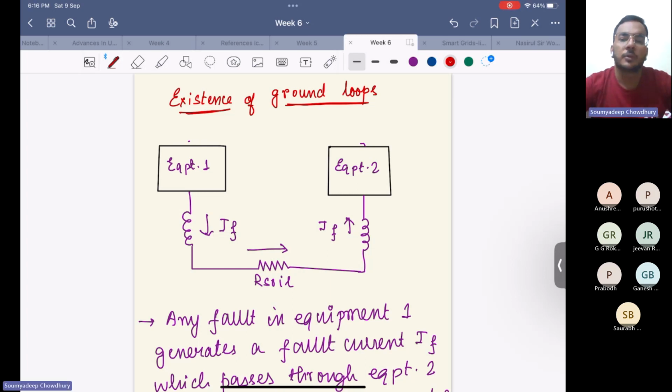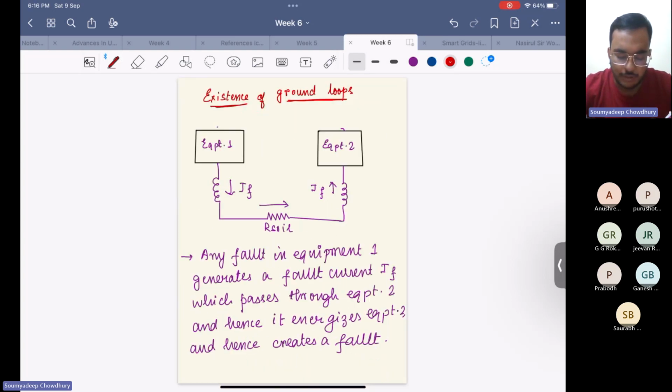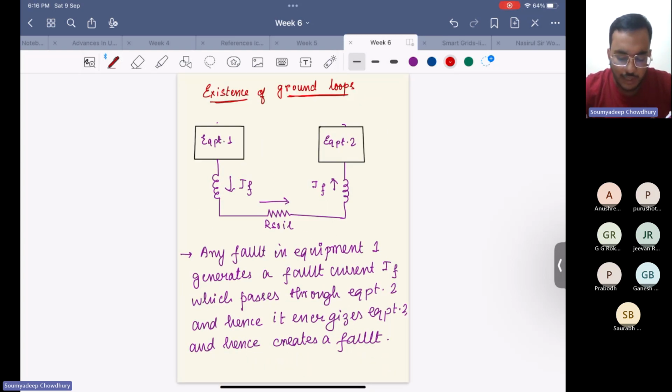Okay. So now we were discussing the ground loops, right? We have ground loops which are connected in the soil: two power equipments will be there and they will be grounded through a common resistance. This is what we call a ground loop. So suppose there is a fault in equipment 1. That generates a fault current IF which circulates in the loop and it passes through equipment 2 also.